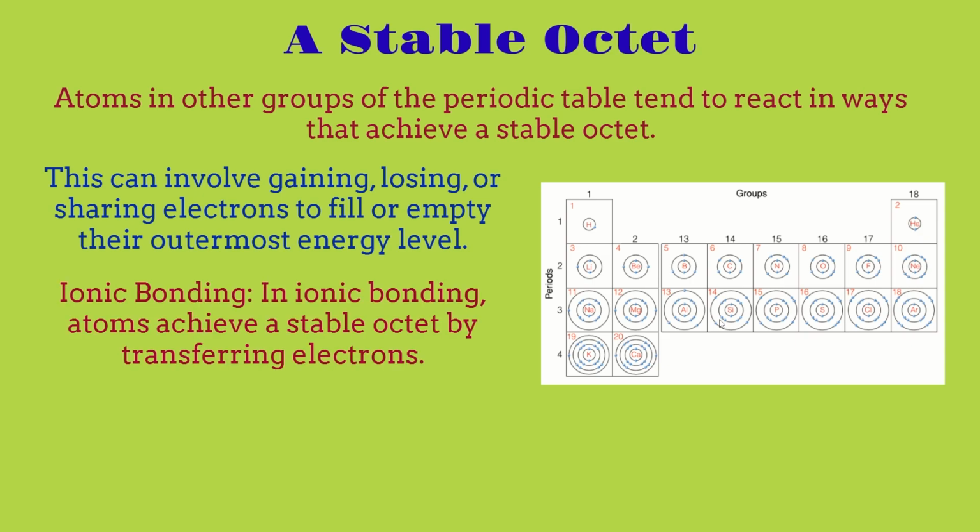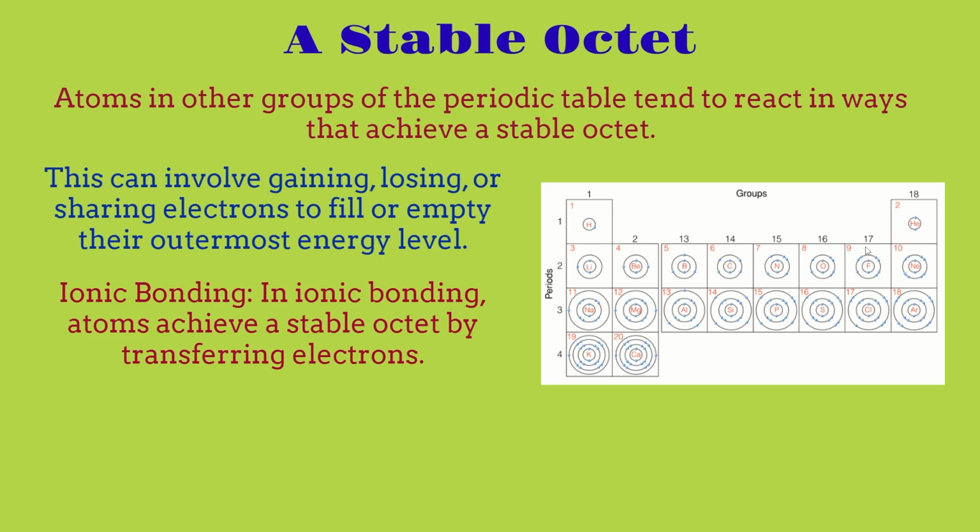To do this, there are a few different ways, one of which is ionic bonding. Inside of ionic bonding, atoms achieve a stable octet by transferring electrons. For example, if we take the case of the first column and also group 17, so groups 1 and 17, group 1 has 1 valence electron outside and group 17 has 7 outside. So what they usually do is group 1 gives that 1 electron on the outside to group 17. In that case, both of them have stable octets.